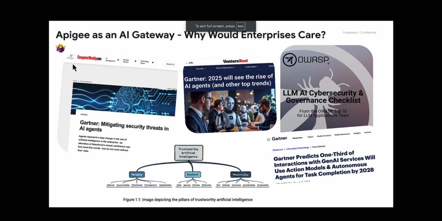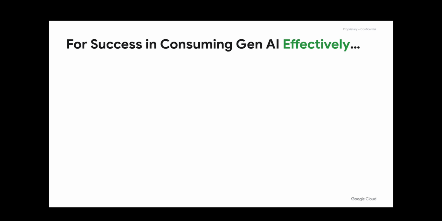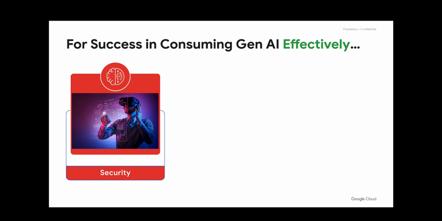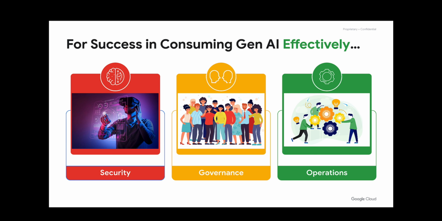Apigee can also act as an AI gateway for your large language model usage. Large language models are being attacked more and more. Common API operational challenges that we see are, for example, distribution and usage limits, safety and security, latency, performance, reporting and governance, and availability. You want your large language models to be up and to know that they're up and running. So for success in generative AI consumption, together with Apigee, you need to think about security, governance, and operations. Apigee can help in all of these areas.